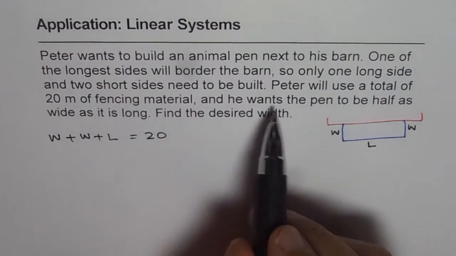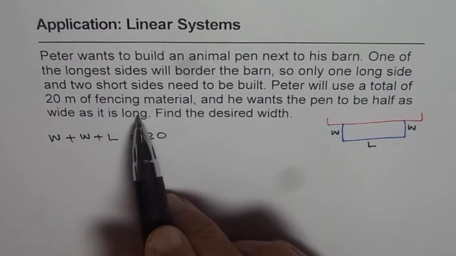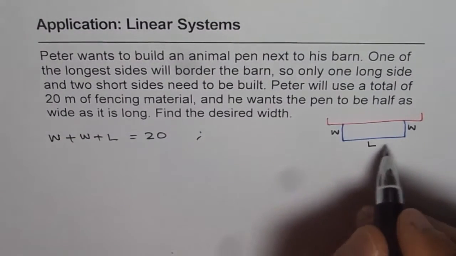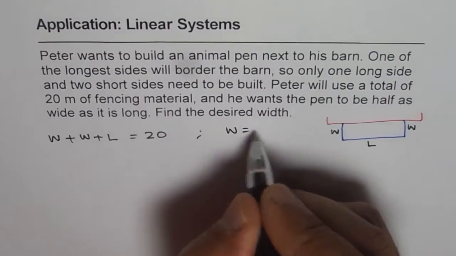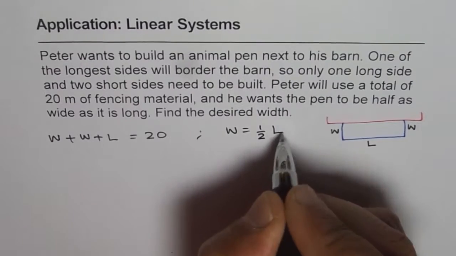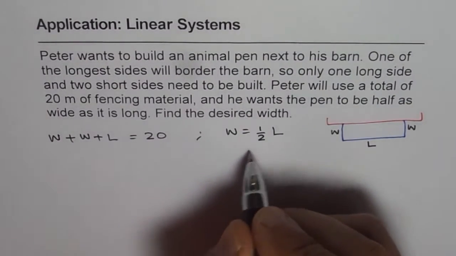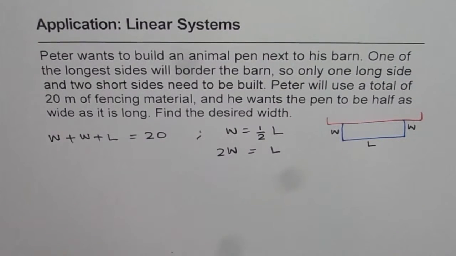And he wants the pen to be half as wide as it is long. That means we are also given that width is half of length, or length is 2 times width, right? So that is how it is given.